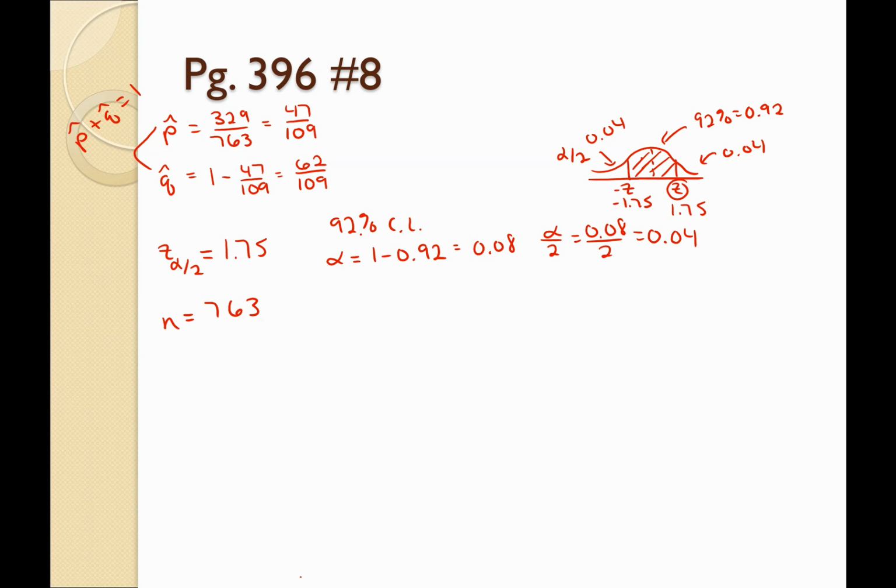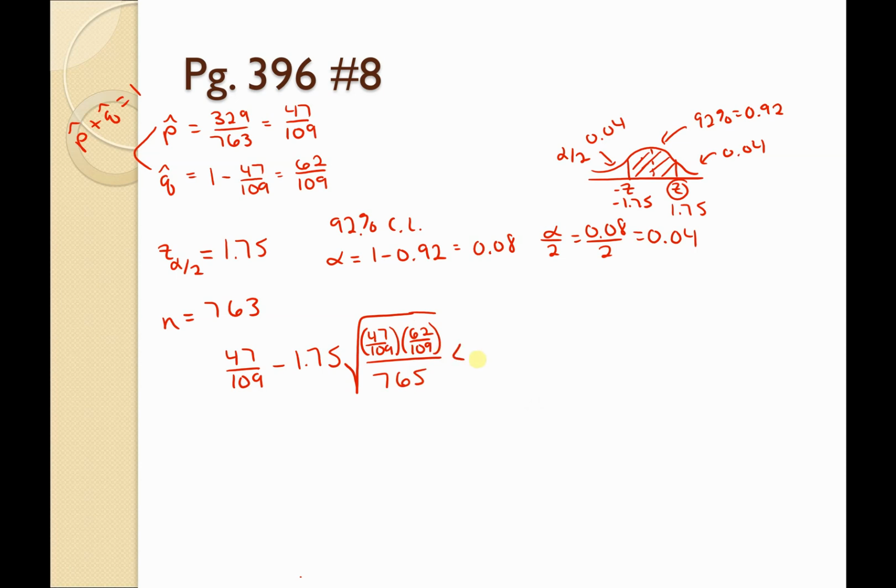So now let's go to the formula. In the formula, we start with p hat, and go ahead and use the simplified 47 out of 109. You don't have to simplify it, but I always think it makes it a little easier. Minus our z sub alpha over 2. And then there's a giant square root there. In the numerator is q hat times p hat. And then in the denominator we divide by our n, which is our sample size.